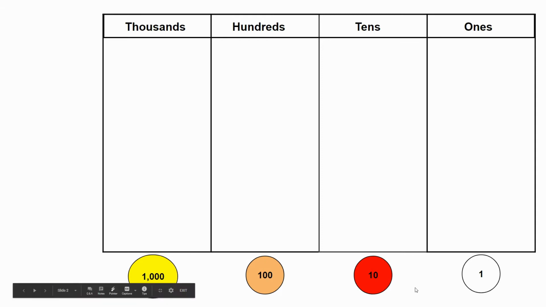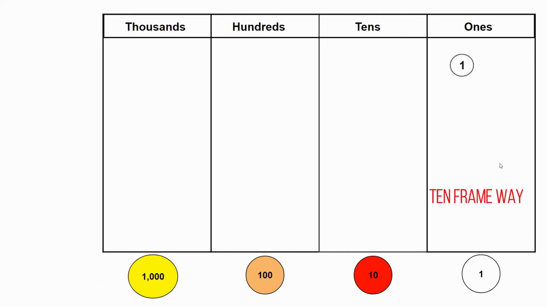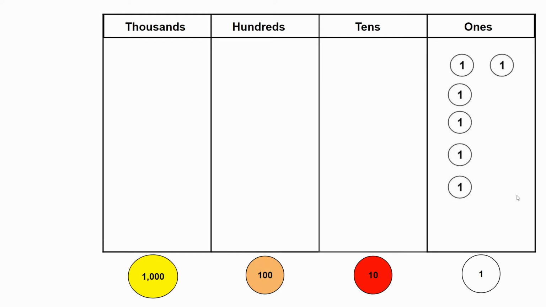Now let's count to 10 with our ones place value disks. I'm going to model it in two vertical columns of 5. We call it the 10 frame way. So count along with me. 1, 2, 3, 4, 5, 6, 7, 8, 9, 10. Now, we have 10 place value disks with a value of 1.